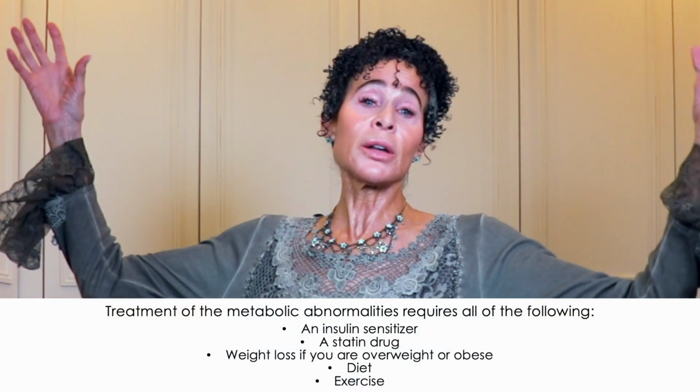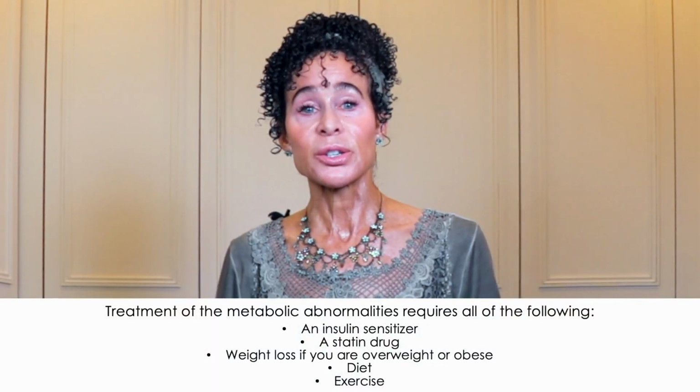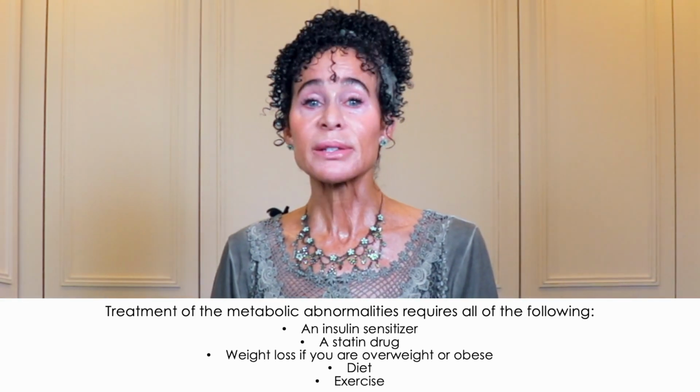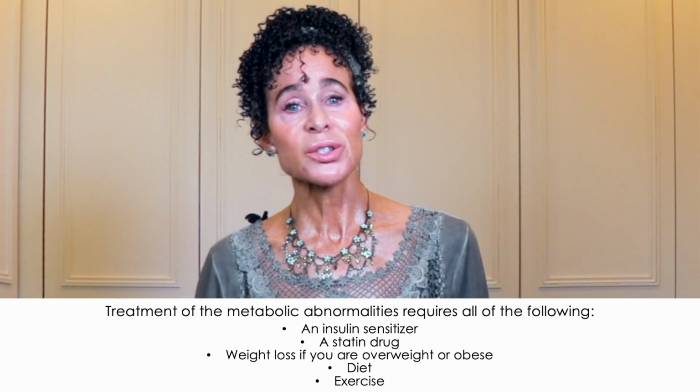Treating the metabolic abnormalities is the same no matter where you are in your reproductive life, premenopausal, perimenopausal, or postmenopausal. It requires all of the following: an insulin sensitizer, a statin drug, weight loss if you're overweight or obese, diet, and exercise. The most fatal PCOS management mistake of all is failing to manage the metabolic abnormalities early in life. Unfortunately, this is also the most common PCOS management mistake.